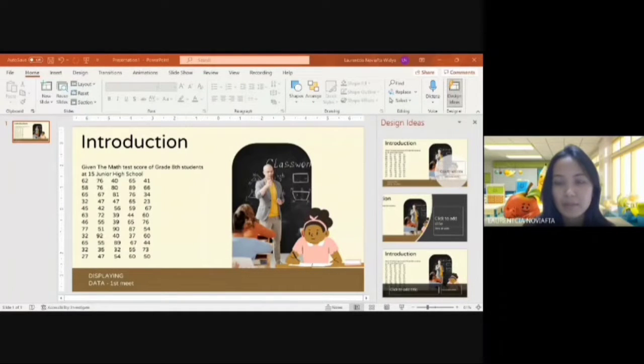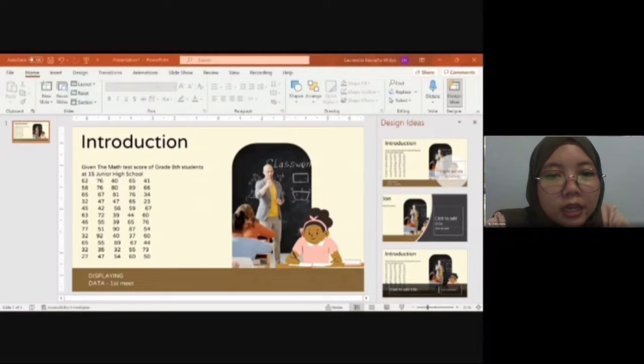Okay, can you see the presentation? Please pay attention to the illustration below. Given the maths test scores of grade 8 students at 15 Junior High School Malang. I want to know, what do you get from the illustration? Anyone? I'll try to answer, Miss. The illustration tells us about the grades of the statistics test of grade 8 students at Junior High School 15 of Malang.